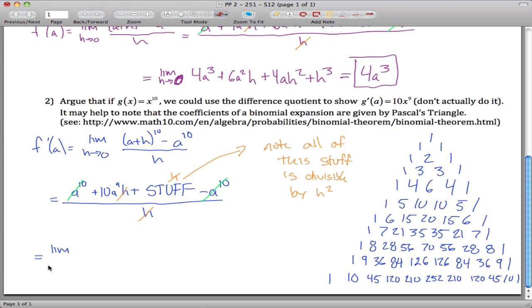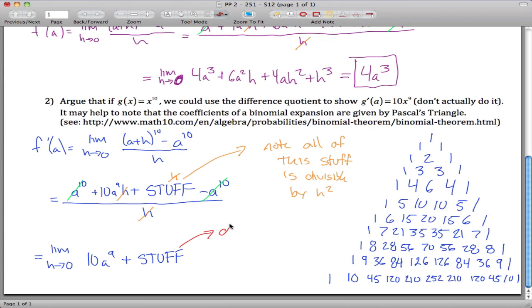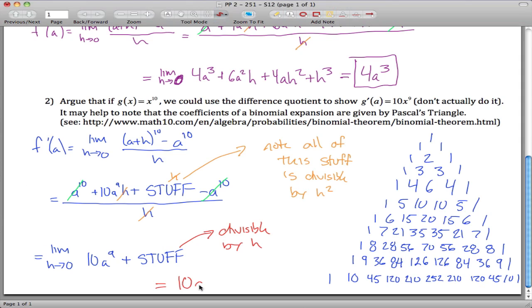It's the limit as h approaches 0 of 10a to the 9th plus stuff, but all this stuff is divisible by h. Every term has an h in it. So the limit as h approaches 0 makes all this stuff go away. They all have an h in it. 0 times anything is 0. Everything here goes away. So our final answer is just equal to 10a to the 9th. So the derivative of x to the 10th is 10a to the 9th.